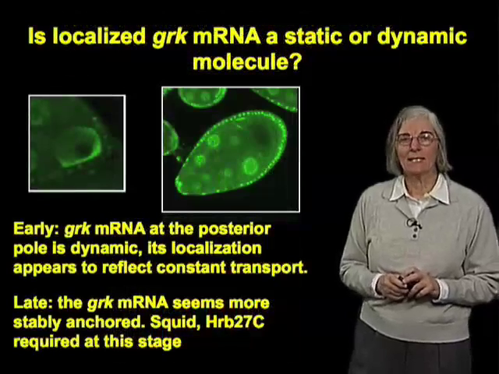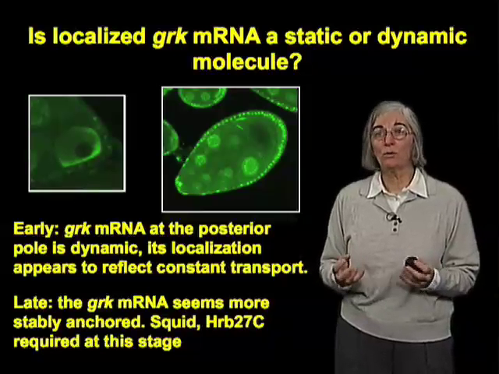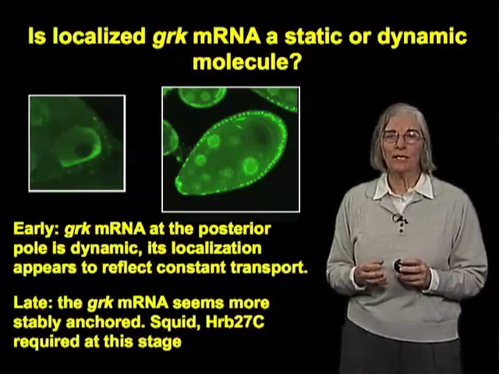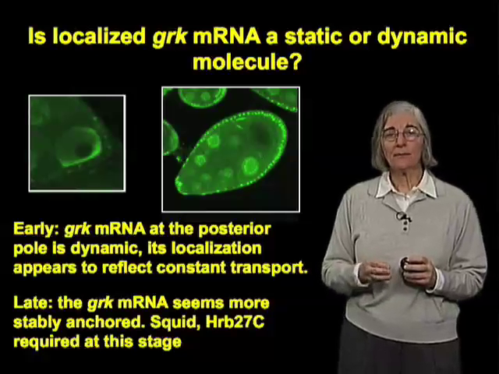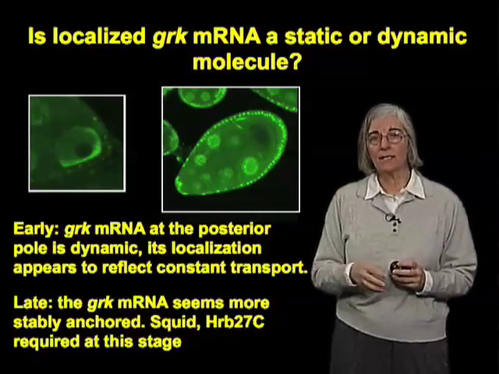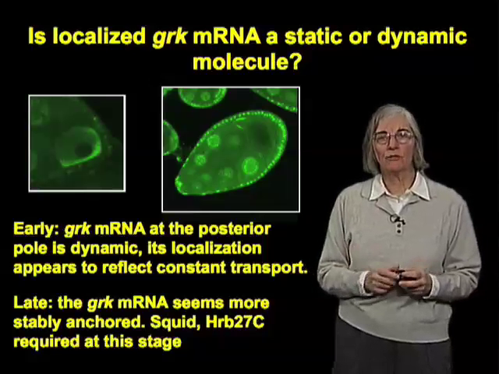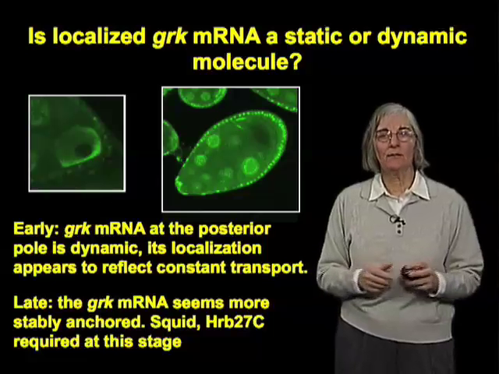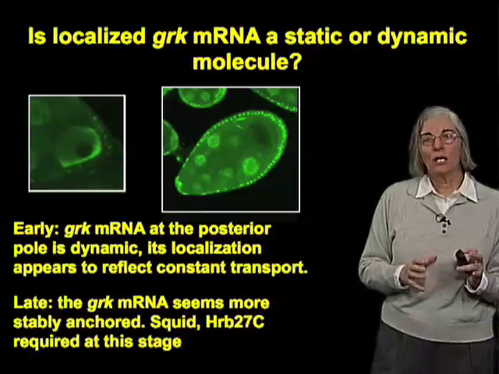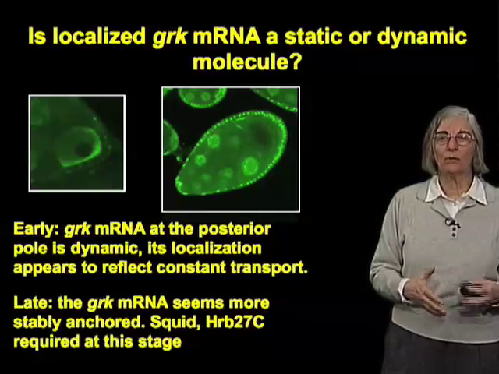All of this tells us that the Gurken RNA seems to be localized at two different stages by two different mechanisms. Early, at the posterior end, the Gurken RNA seems to be very dynamic. This rapid recovery of fluorescence that we saw is consistent with a continuous exchange of new molecules coming in from the cytoplasm. And it might therefore reflect constant transport. In contrast, at the later stage, the Gurken RNA seemed much more static. It was not able to recover very quickly or very well at all.